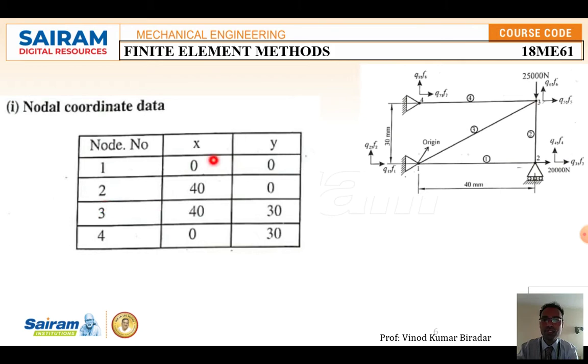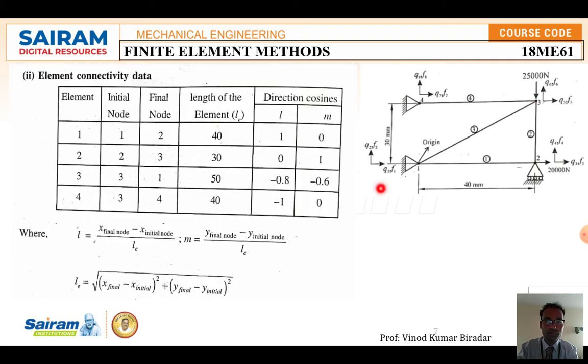After the nodal coordinate data, go to the element connectivity table, which is very important. There are 4 elements, 1, 2, 3, 4. For element number 1, the initial node is 1 and the final node is 2, so write 1 2. For the second element, the initial node is 2 and the final node is 3, so write 2 and 3. For the third element, the initial node is 3 and the final node is 1, so write 3 1. For element number 4, the initial node is 3 and the final node is 4, so write 3 and 4.